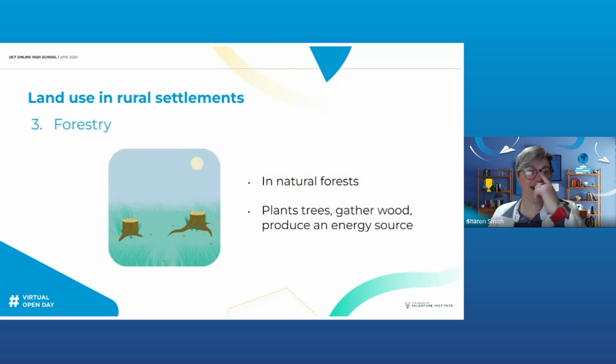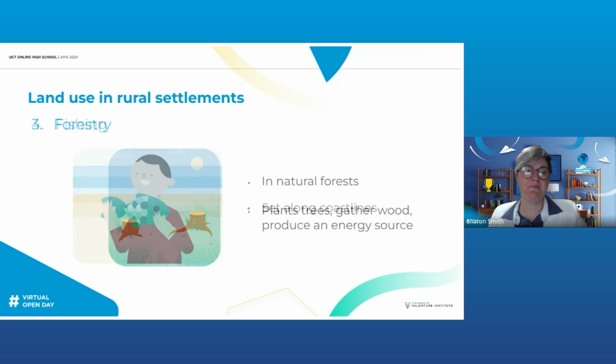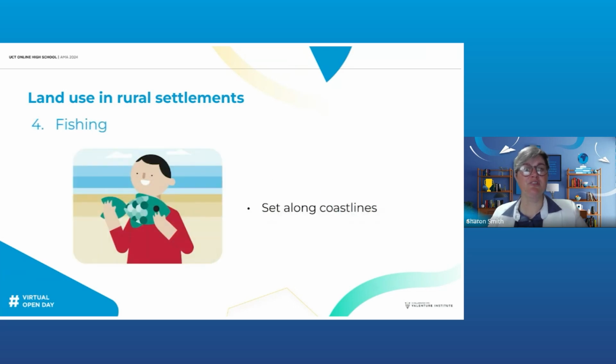Then we get forestry. So this is found in natural forests, and the focus is working in woods and sawmills. Then we get fishing. So a fishing settlement is usually next to a river or the ocean or a lake where people can fish and then sell this fish.